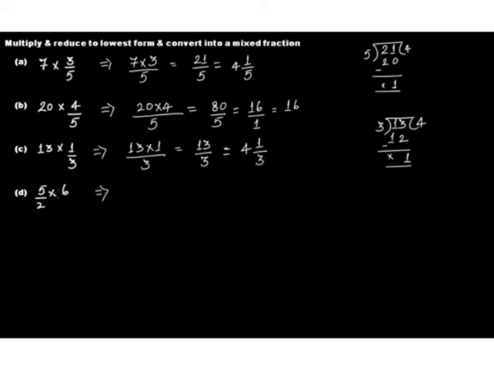What about this one? This will be 5 times 6 divided by 2, 30 divided by 2. Highest common factor of 30 and 2 will be what? 2 itself. So when you divide the numerator 30 by 2, you'll get 15, because 15 times 2 will be 30. And when you divide 2 by 2, you'll get 1. So again, this is 15 actually. Should we need to change it into a mixed fraction? Well, no, it's already in the form of a whole number, right?